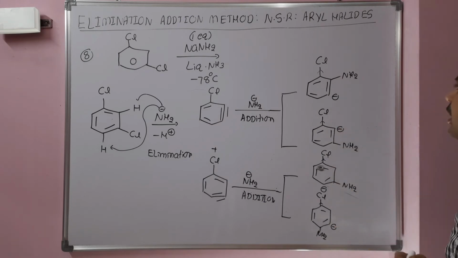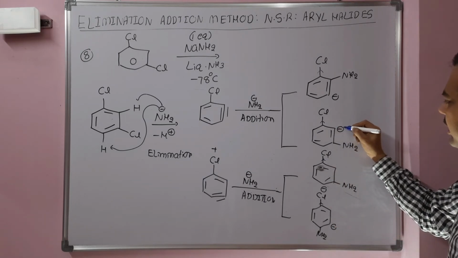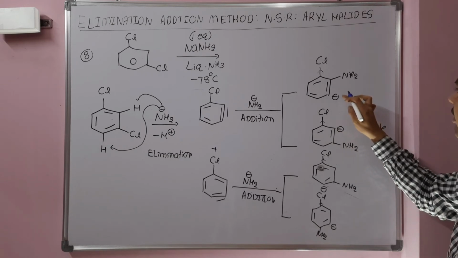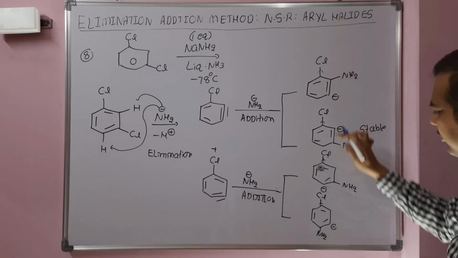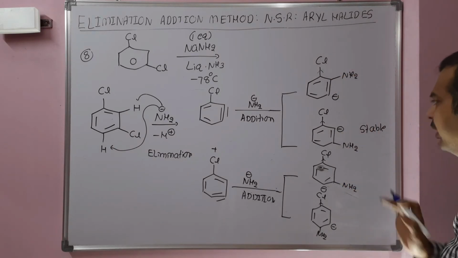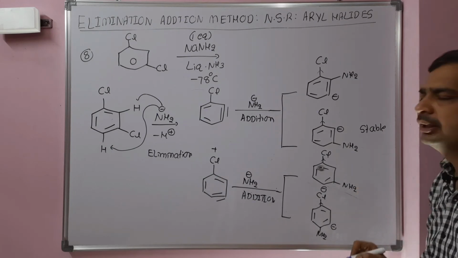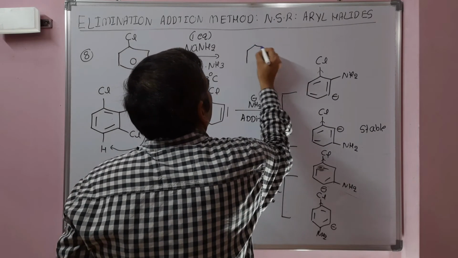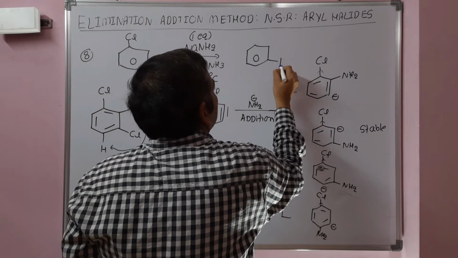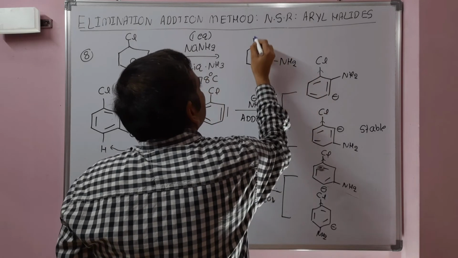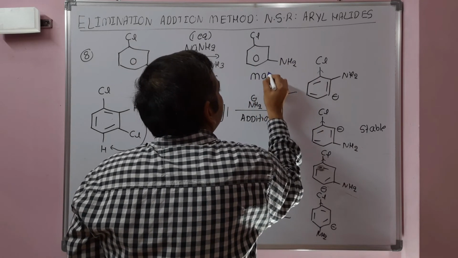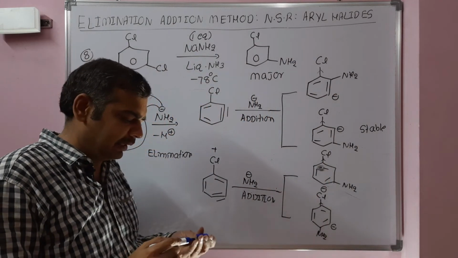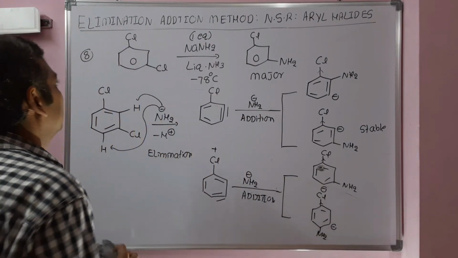Among these four carbanions, here the carbanion is near to the negative inductive effect group. That means this is the stable carbanion, whereas here it is a little far from the negative inductive effect group. That means the meta isomer, 3-chloroaniline, is the major product. I am writing only the major product. 3-chloroaniline is the major product, whereas 2-chloroaniline and 4-chloroaniline are the minor products. That is because of the stability of the carbanion.